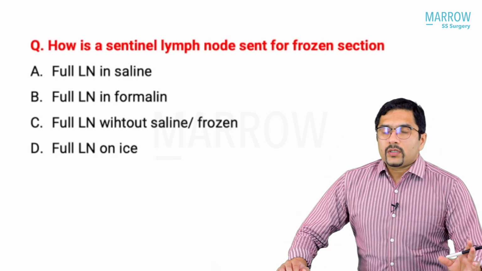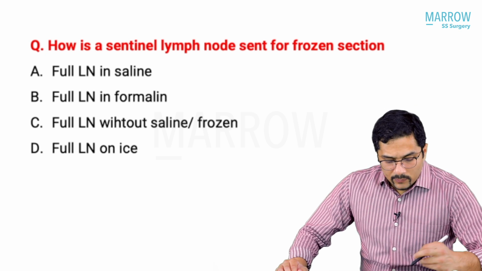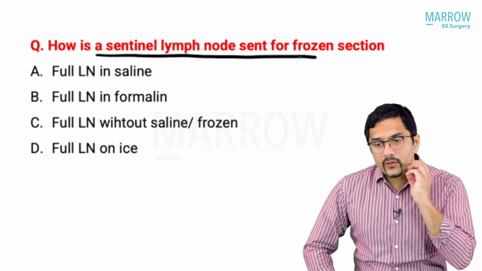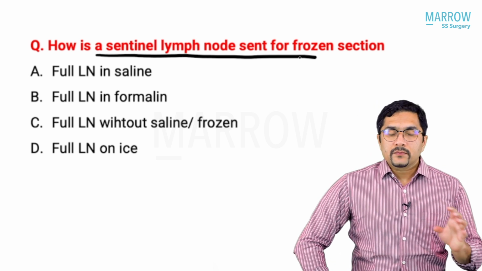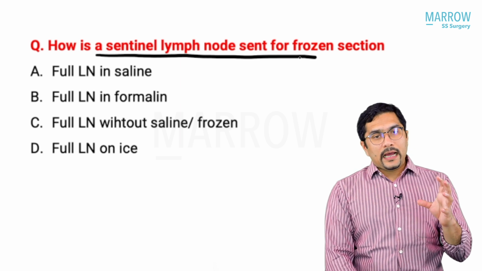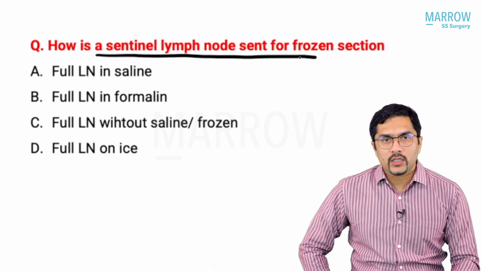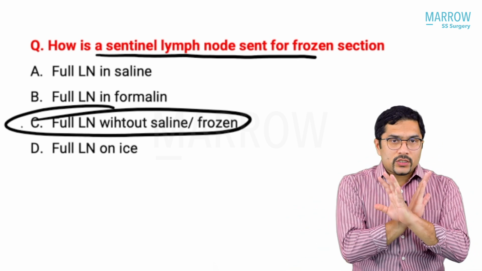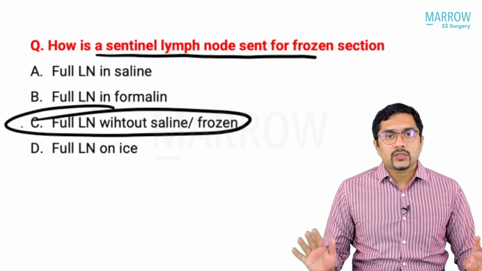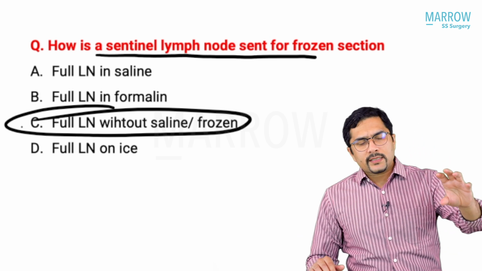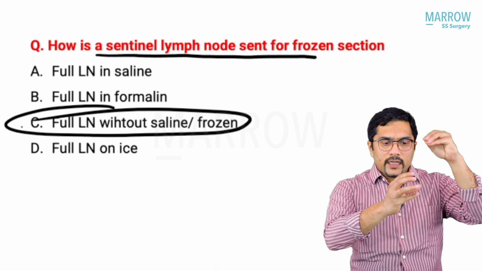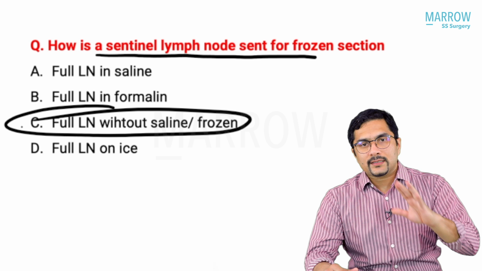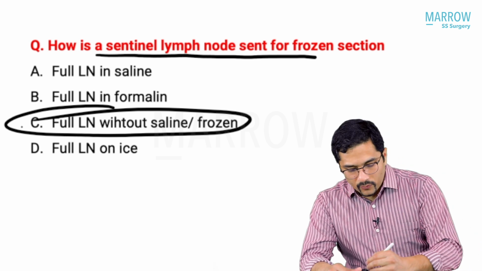So, there's a couple of questions from breast. How is a sentinel lymph node sent for frozen section? So, you know, we remove sentinel lymph nodes during surgery. How do we send that sentinel lymph node to the pathologist? So, that sentinel lymph node is sent in a container which does not have saline and it does not have formalin, right? So, it's just sent like this in a container. You put the entire lymph node and you send it to the pathologist. You don't send it in saline and you don't send it in formalin.